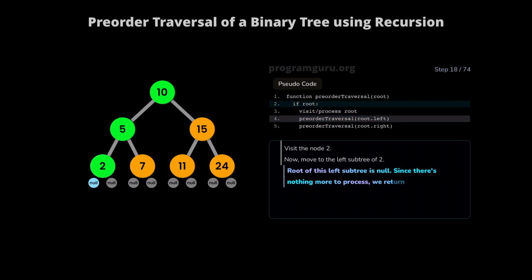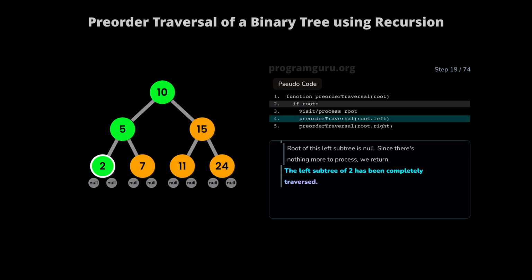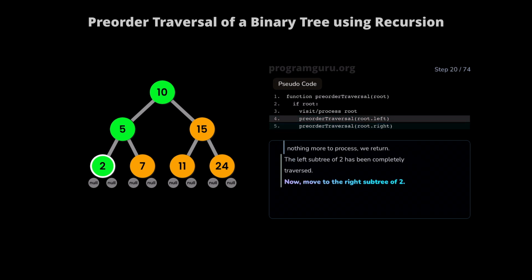Root of this left subtree is null. Since there's nothing more to process, we return. The left subtree of 2 has been completely traversed. Now move to the right subtree of 2.